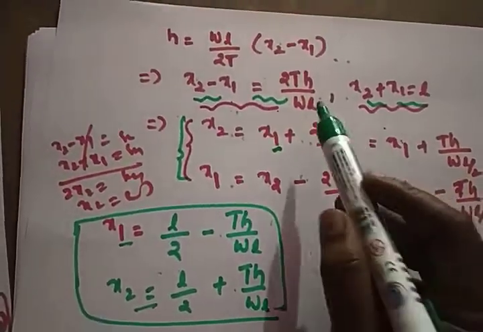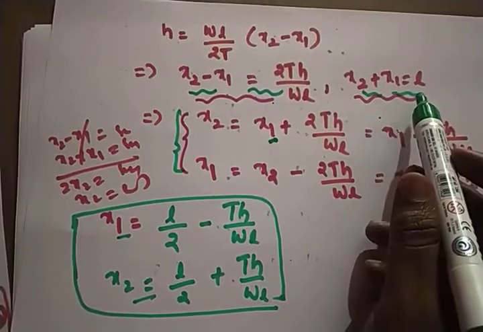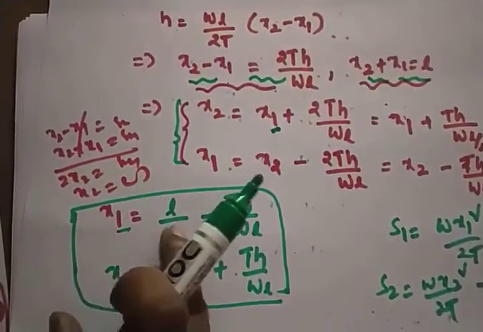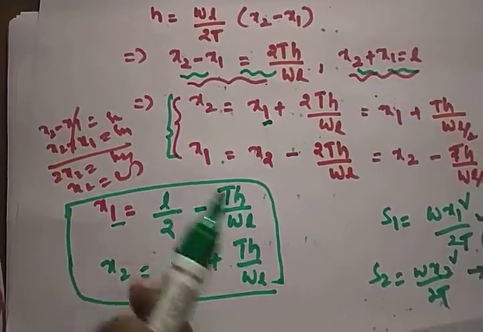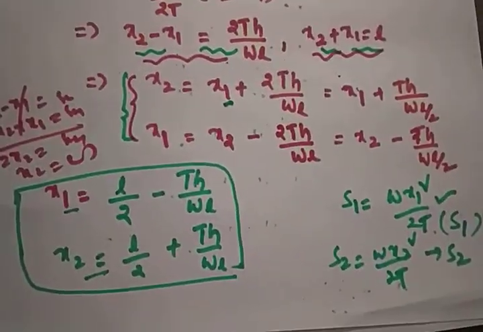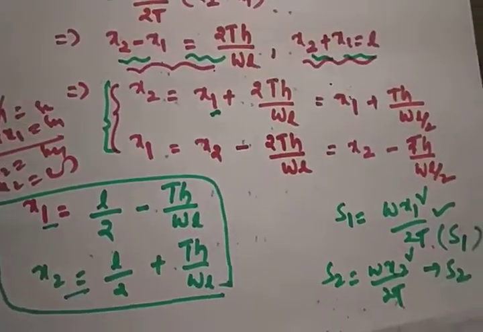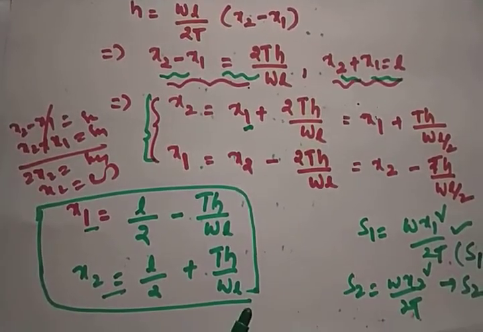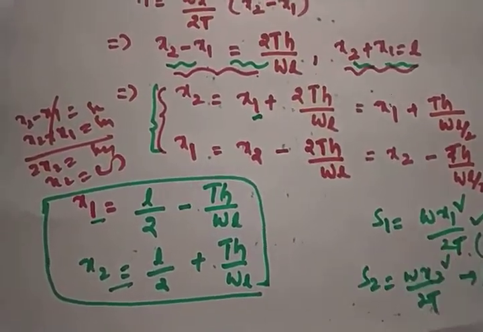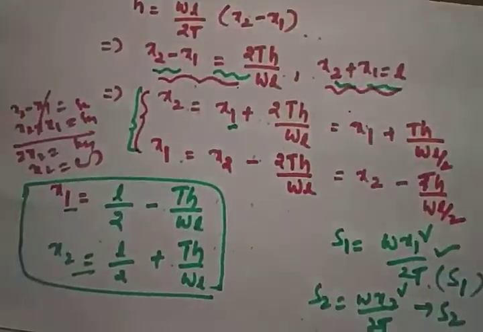You know that x2 minus x1 is equal to 2th by omega L, and x2 plus x1 is equal to L. From these two equations, you will find out x1 is equal to L by 2 minus th by omega L. You know x1 and x2, so you will find out S1 and S2. So these are the two sags that are going to be present in the system when two towers are unequal towers. So I just want to explain one more time.